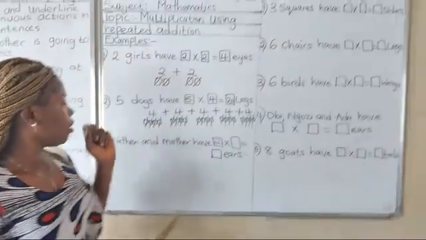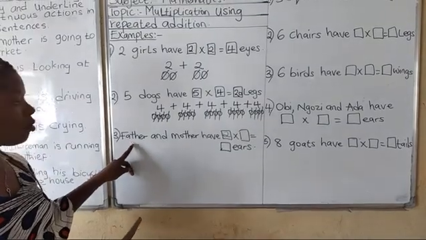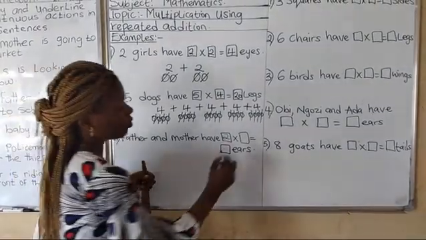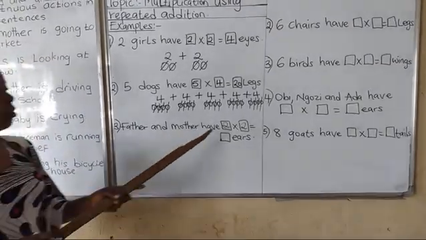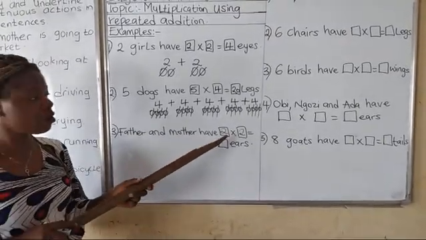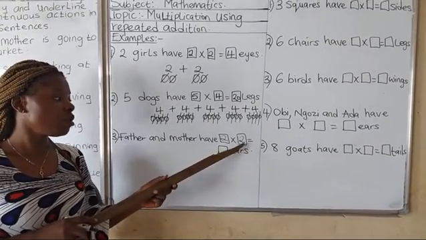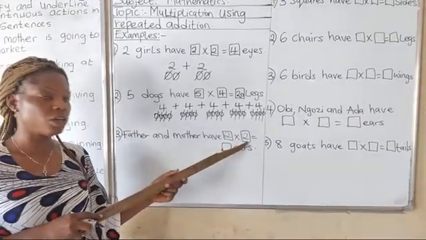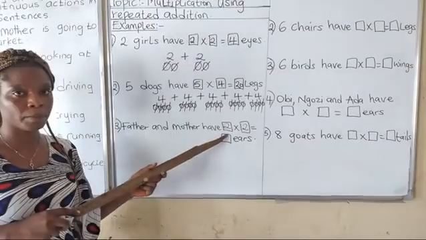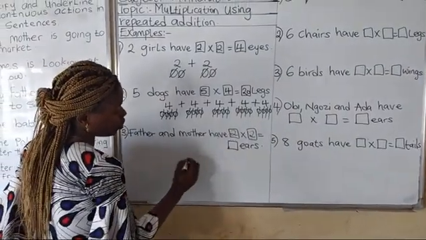So your father will have 2 ears. You write 2 here. Then you have something like this now. 2 times 2. 2 times 2 means what? 2 into 2 places, or 2 into 2 groups. We bring out 2 into 2 groups. Let's do it together, children.